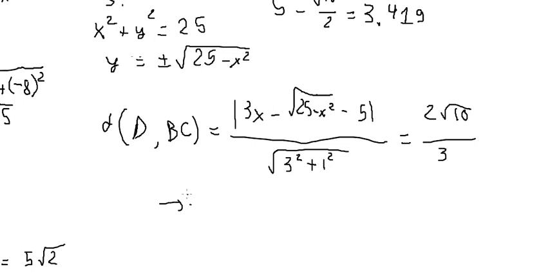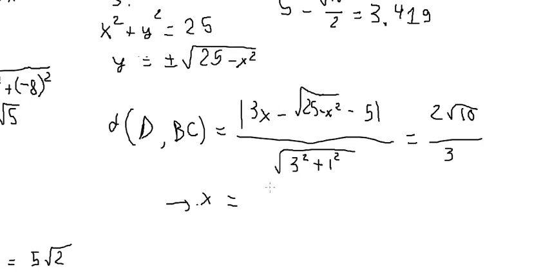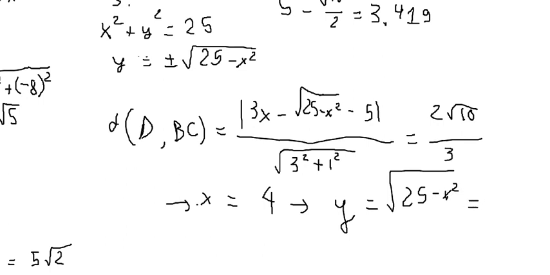So we can find the value of x. We got x equal to 4. And we have y equal to the square root of 25 minus x squared. We put 4 in here, and we got y equals 3.